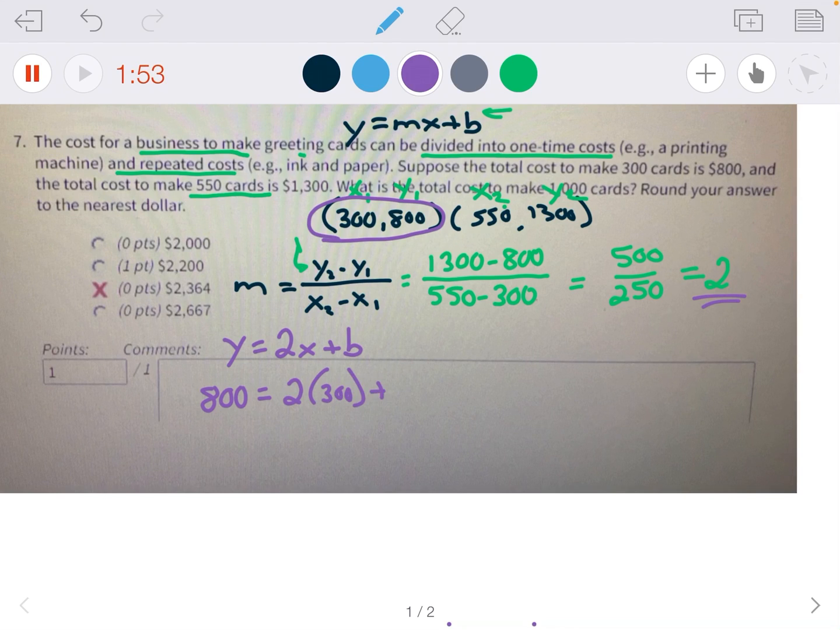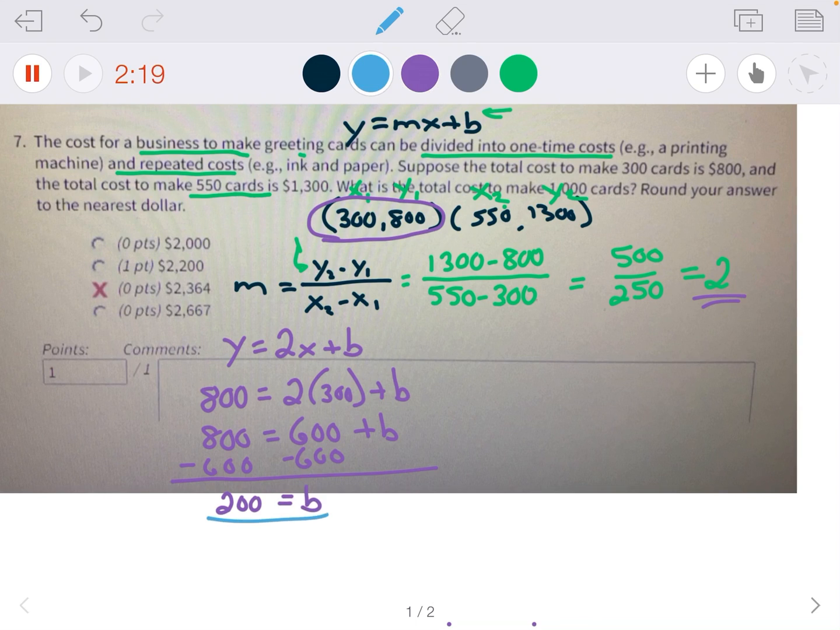And I need to find the b here. I made a multiplication error here. 2 times 300 is 600 plus b. To get the b by itself, and by itself I mean on one side of the equal sign, we subtract our 600, which gives us 200 equals b.